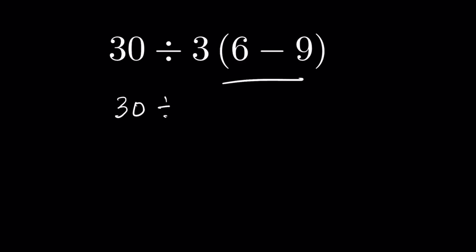So what do we have to do? We subtract 6 from 9 and then write the sign of the bigger number. Here 6 is positive 6 and 9 is negative 9. So we add 6 to negative 9.